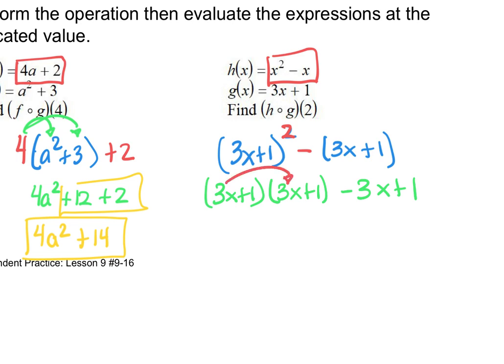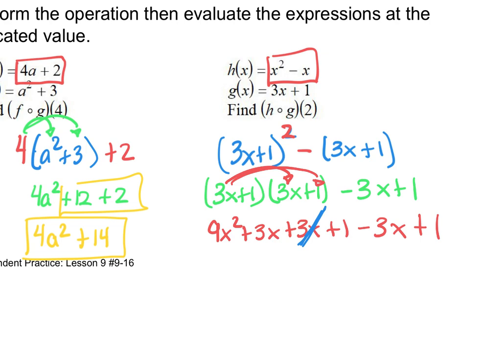So 3x times 3x is 9x squared, plus 3x plus 3x plus 1. Then we can write the minus 3x plus 1. Now things will cancel out. You could combine like terms and then subtract, or cancel out from the beginning. I see that I'm going to have a positive 3x minus 3x. So 9x squared stays the same, plus 3x plus 2.